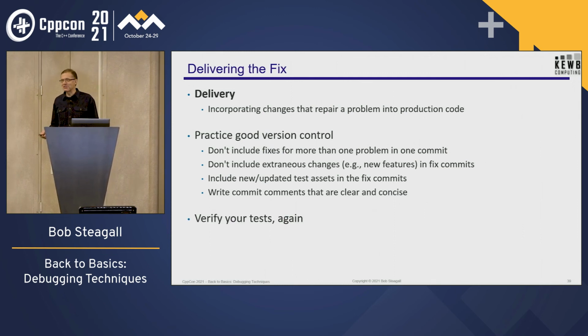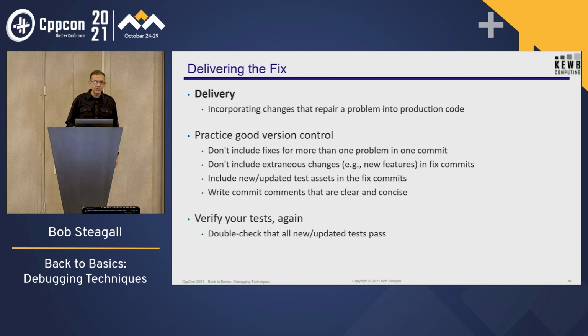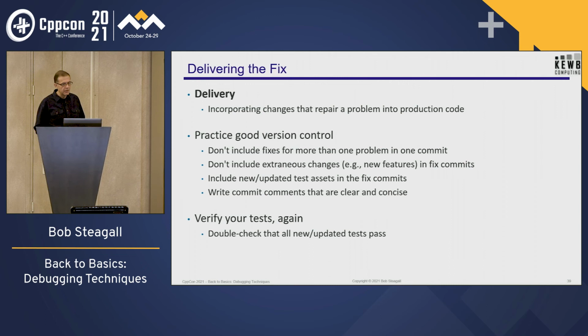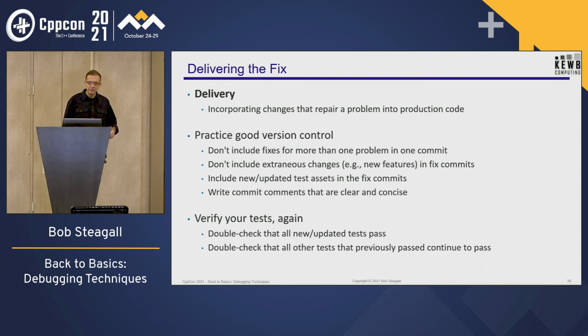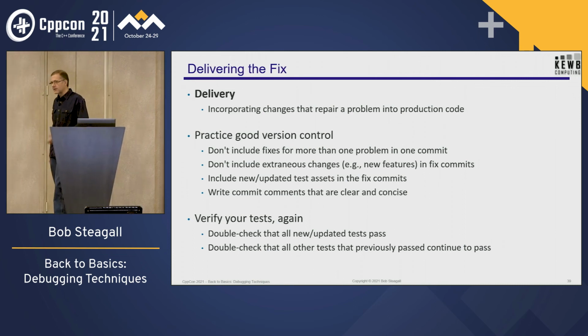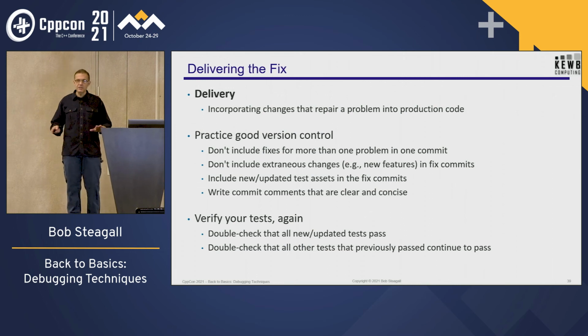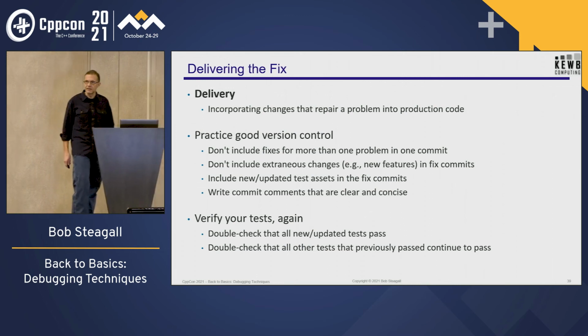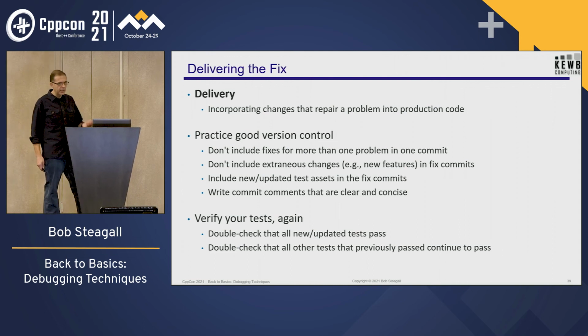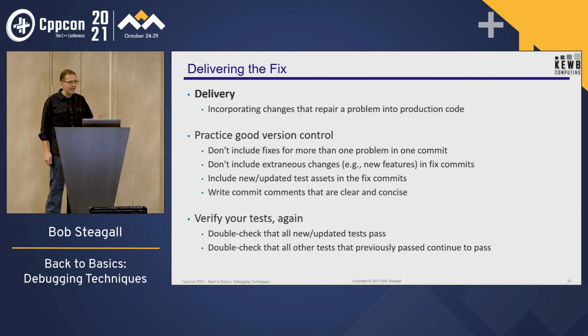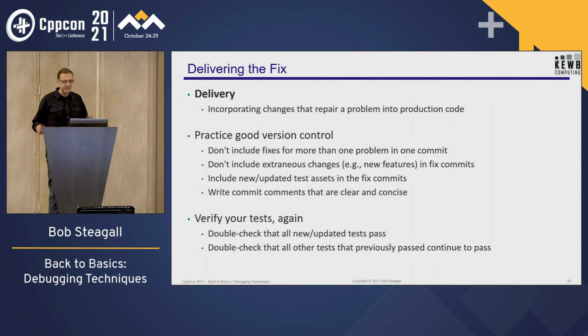Verify all of your tests again. Double check that all of your updated and new tests pass and continue. Make sure that all the previously passing tests continue to pass. And I'll say this over and over again. Test, test, test, keep checking. Even after you've built a release build that you think has got all the right stuff in it, test it again. If something can go wrong, it will go wrong. And it will most likely go wrong just before you're going on vacation or you have something else that you want to do. So the best way to make that problem go away is to test, test, test.